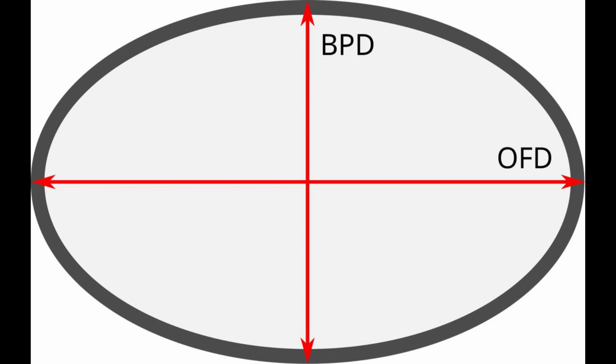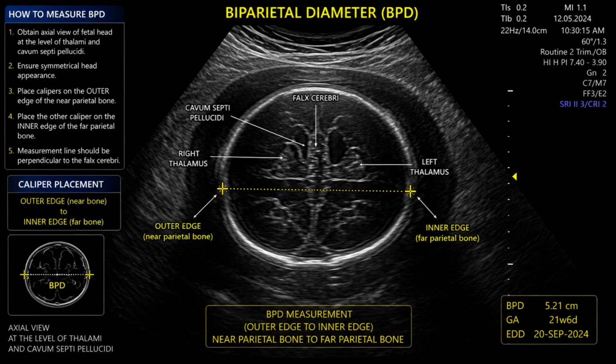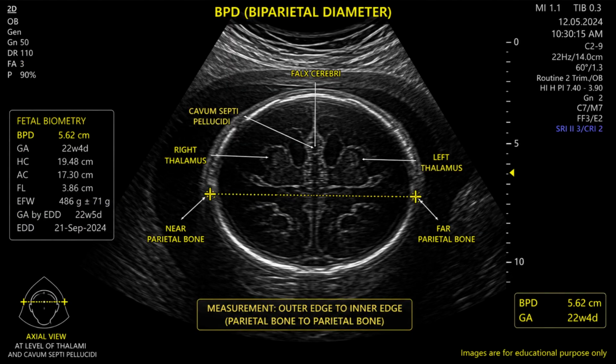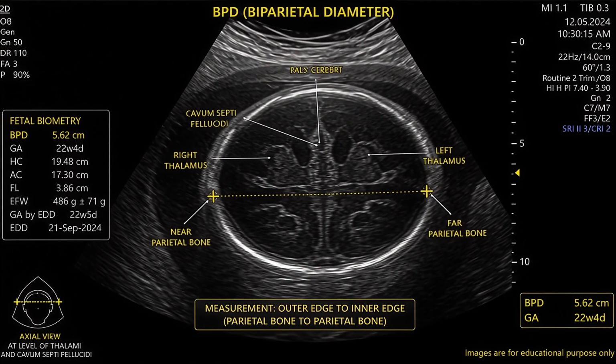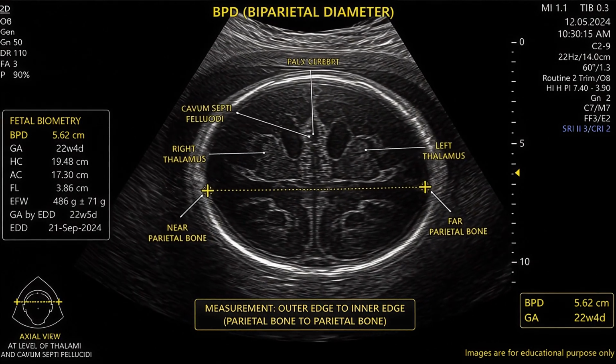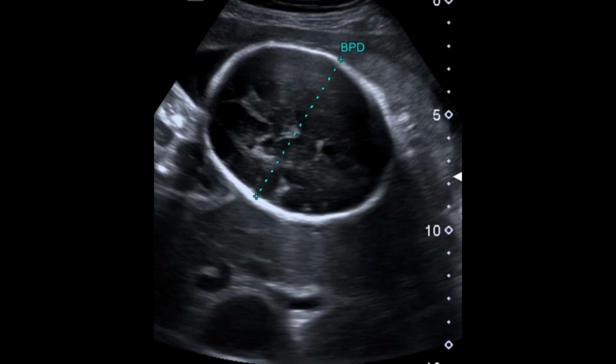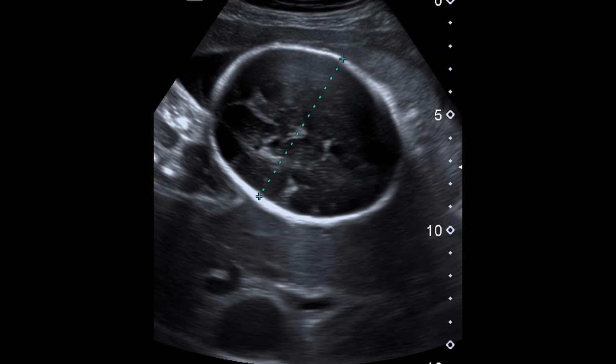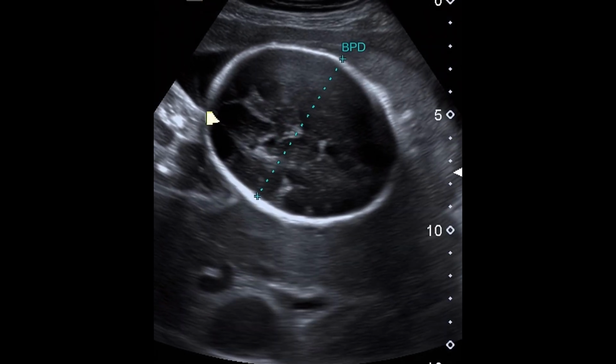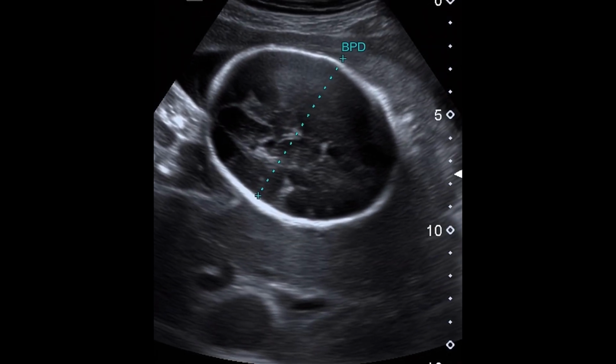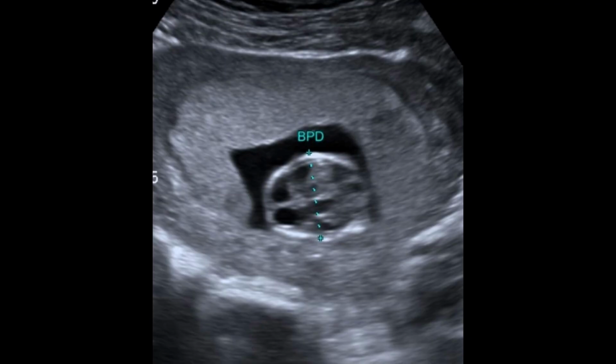Common BPD values. Approximate values: 12 weeks, 21 millimeters. 16 weeks, 34 millimeters. 20 weeks, 47 millimeters. 24 weeks, 60 millimeters. 28 weeks, 72 millimeters. 32 weeks, 82 millimeters. 36 weeks, 89 millimeters. 40 weeks, 95 millimeters. These values may vary slightly depending on population-specific charts.